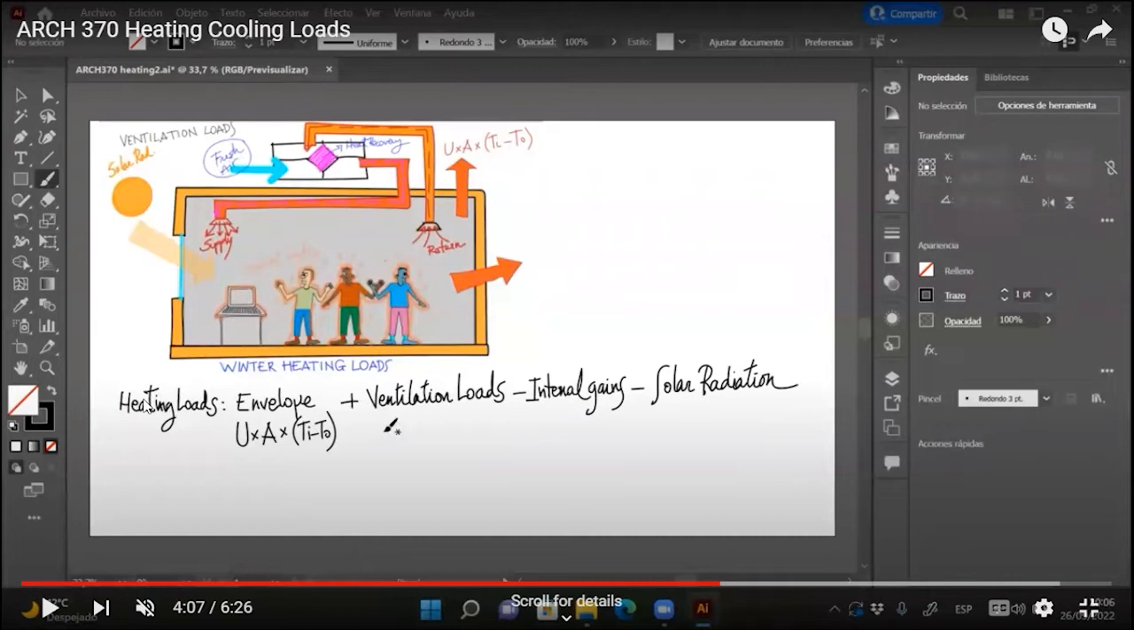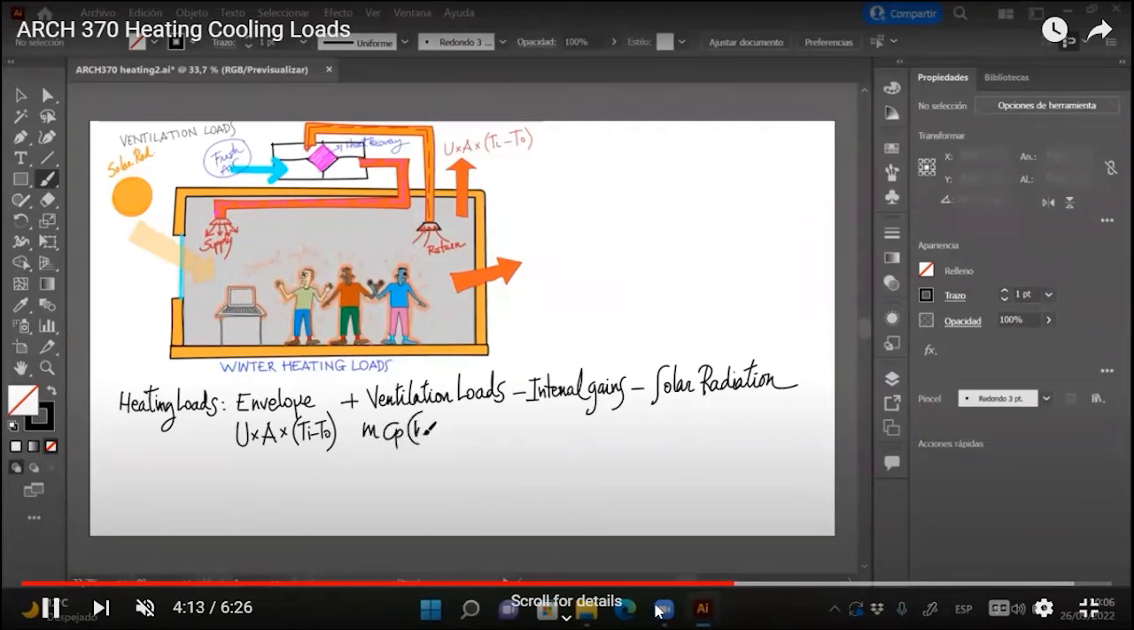On days in which we don't have any sun and it's extremely cold, for sure we need a heating system. Maybe on half the days we need a heating system, but in buildings like this, on half of the winter days we probably don't need heating, because with the internal gains and the solar radiation, we can balance the energy losses.